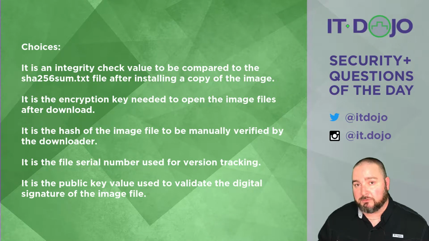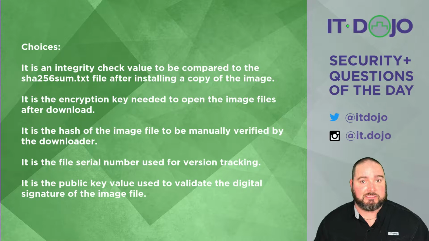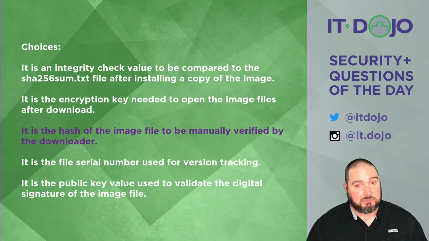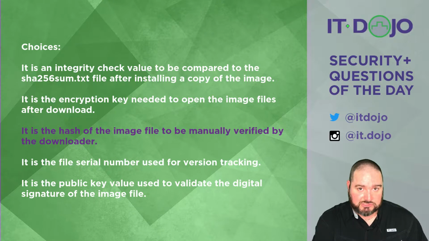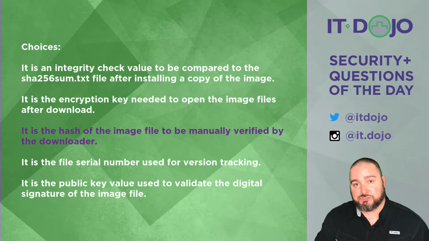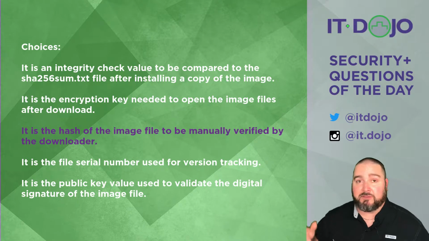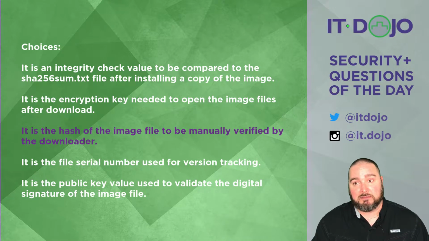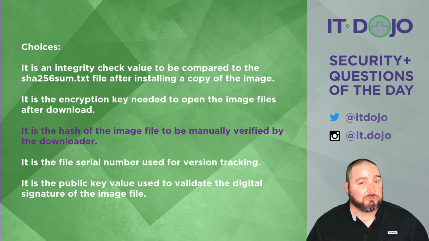Third choice, it is the hash of the file that will need to be manually verified by the person who's downloading it. That's absolutely what this is. So the whole idea here is that you go to Kali's website, you download this image, and then after you download the image, you hash the image file yourself and compare the hash that you create to this value that's available on their website. And if the two values are the same, it tells you that the file has not been modified during the download process. Or that you haven't downloaded a malicious or otherwise altered copy of this Kali ISO image. That's the idea that's at work here. So that's the right answer.